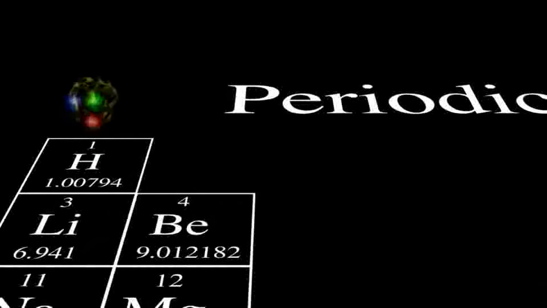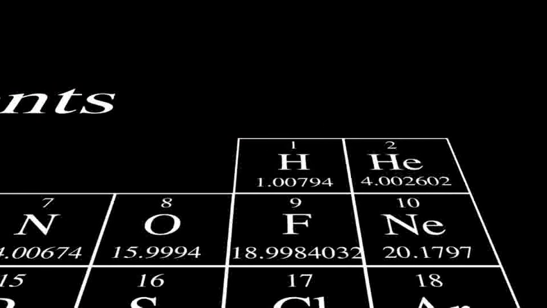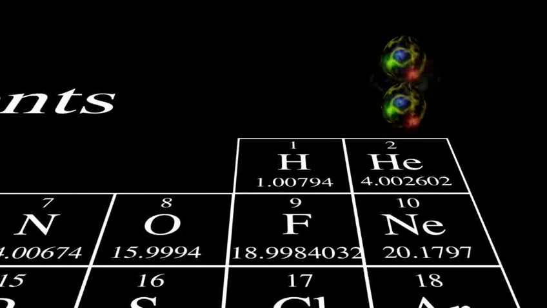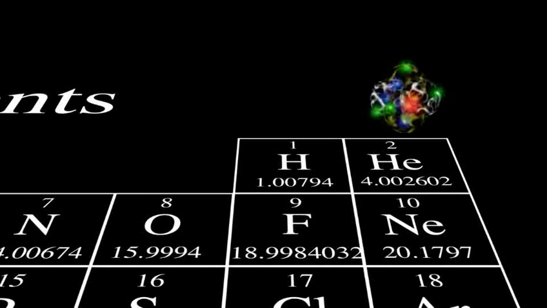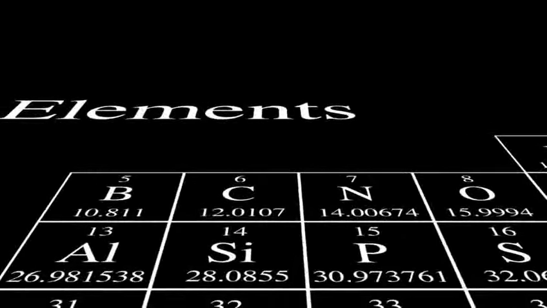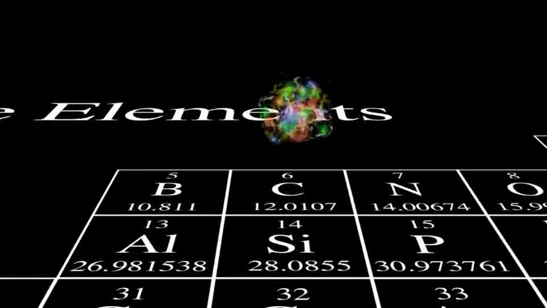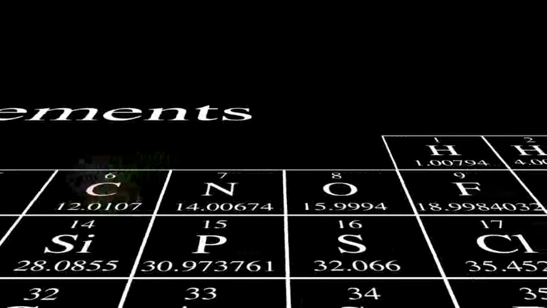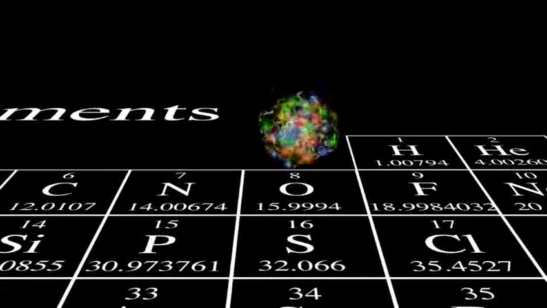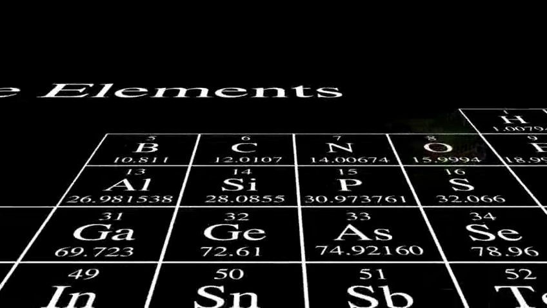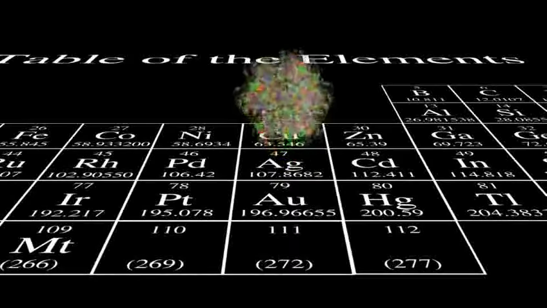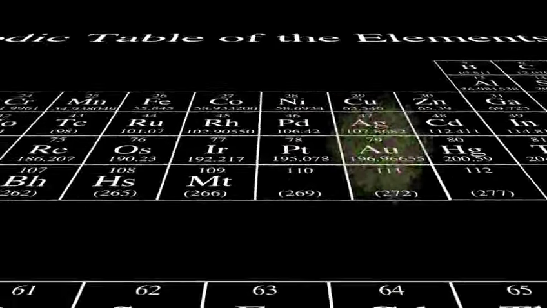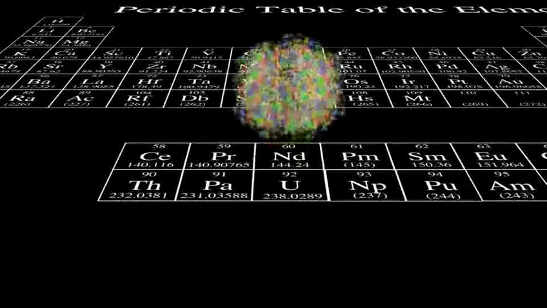One proton in the nucleus makes hydrogen. Two form helium. Six, carbon. 8, oxygen. 79 is gold. And 92, uranium.